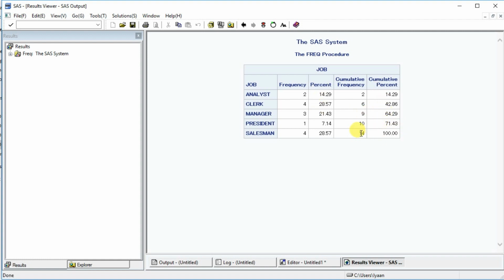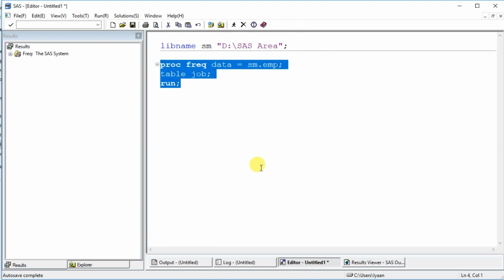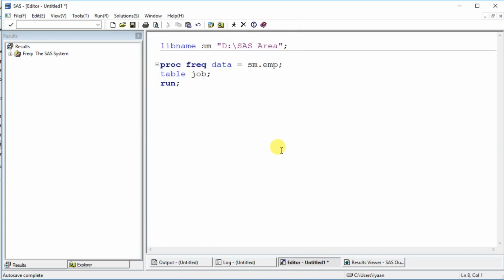Now in this case it's showing 14. Let's see how it is coming to 14. So let's say proc print data. This is not a good idea for seeing the count, but I'm just showing it because the data size is very small.